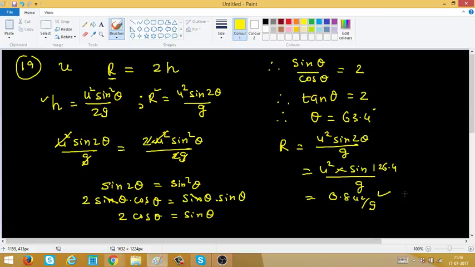In the book, the answer is given as 4 upon 5 u square by g, which is the same. 4 by 5 is 0.8. So 0.8 u square by g is the answer for question number 19.